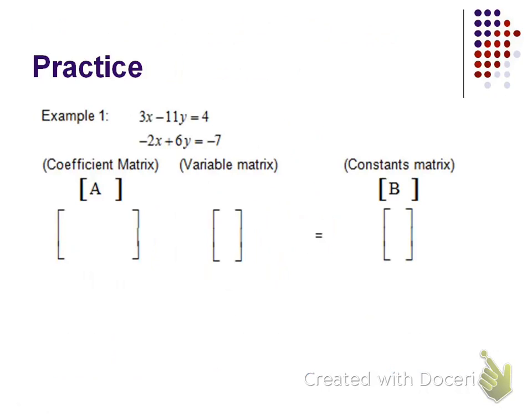So here was the first practice problem, and the matrix equation for this would be 3, -11, -2, and 6. What size is this matrix? What would its name be? A 2 by 2. Okay, then we have x and y, and the constant matrix is 4, -7, and that is a 2 by 1.